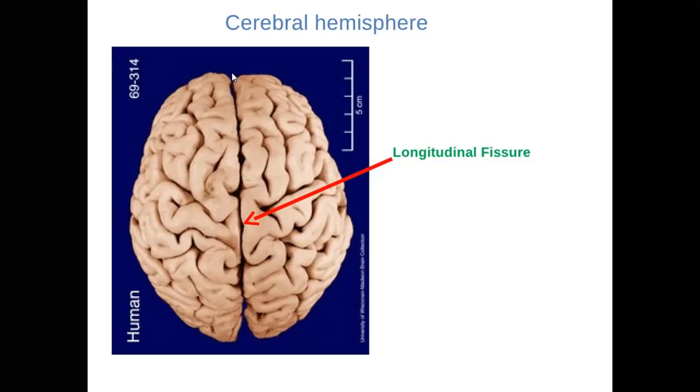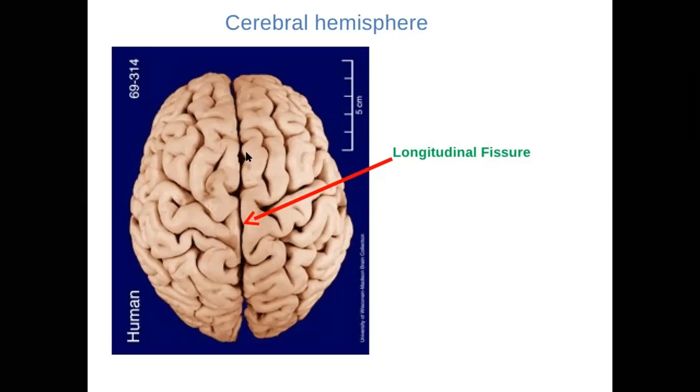They are separated by a midline fissure, which is known as the longitudinal fissure. So right and left cerebral hemispheres are separated by the longitudinal fissure, and these two are connected by the corpus callosum. The only communication between the two cerebral hemispheres is by a white matter, that is the corpus callosum.